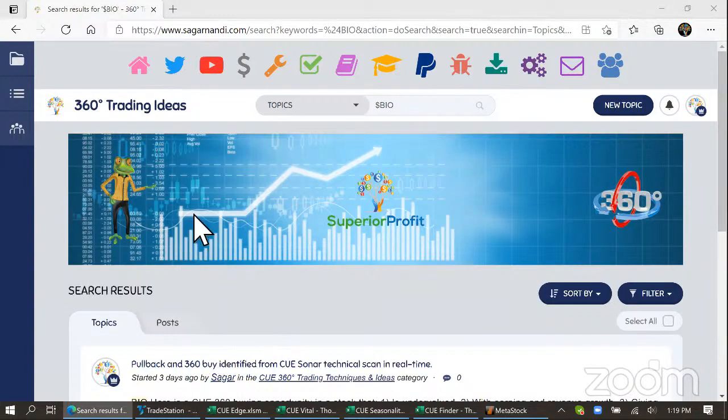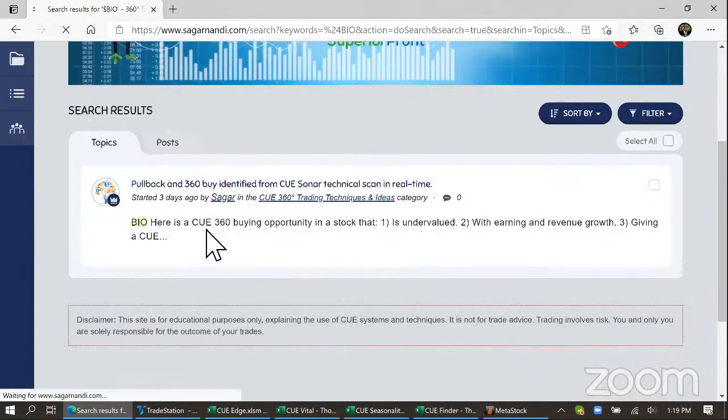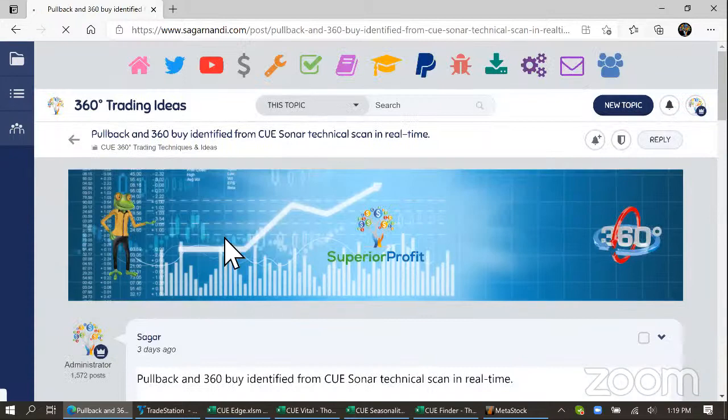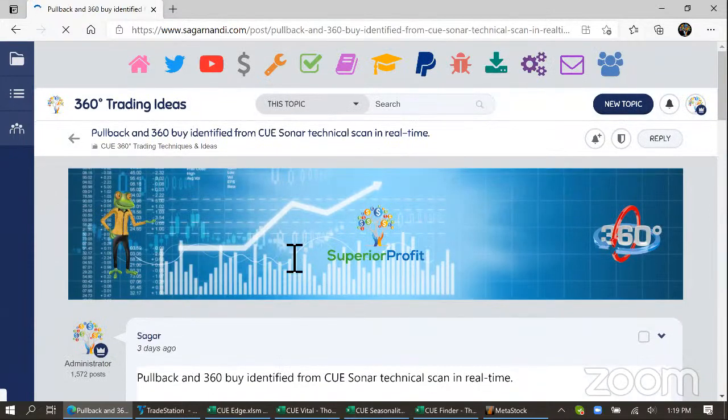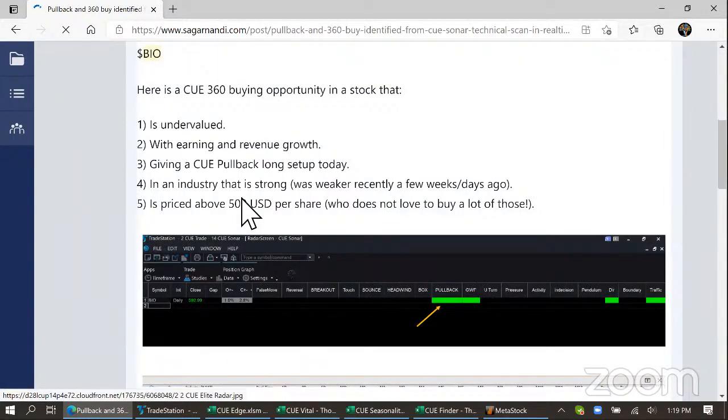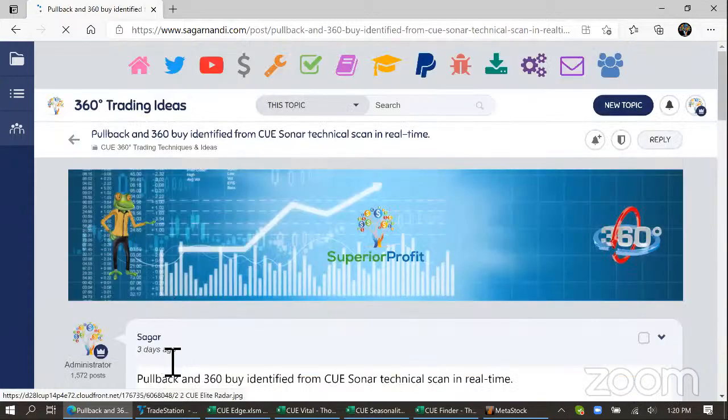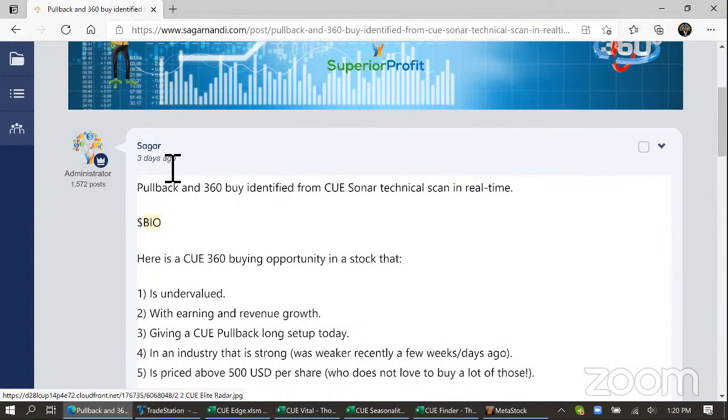Yes, this is Bio. Three days ago, I shared it. Let's look at the post. That will show exactly what I looked at when I shared the idea. I shared it on which date? Let's check that out. Three days ago, 8th April, time 1:36 p.m. New York time.